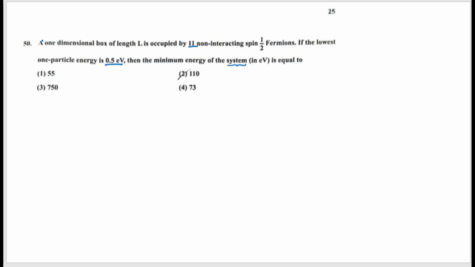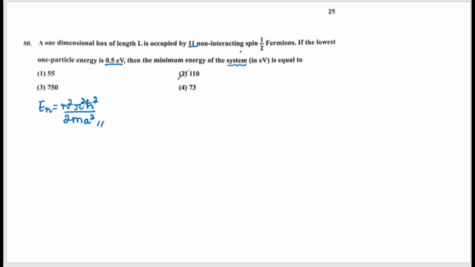So here they have given a one-dimensional box. For a one-dimensional box, the energy En is equal to n squared pi squared h cut squared divided by 2 times m into a squared. This is the formula for a one-dimensional box of length L.